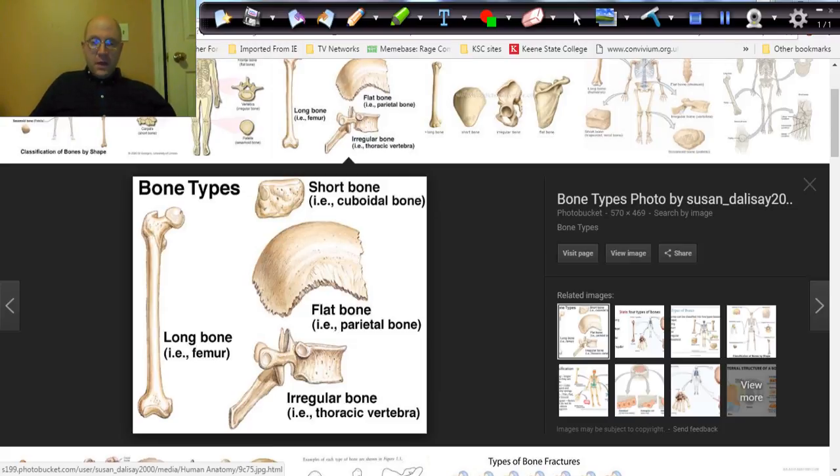Then we also have your long bones, short bones, and irregular bones. Now, long bones are clearly longer than they are wide. But another key feature is that long bones are going to have enlarged ends. Now those things are called the epiphyses.